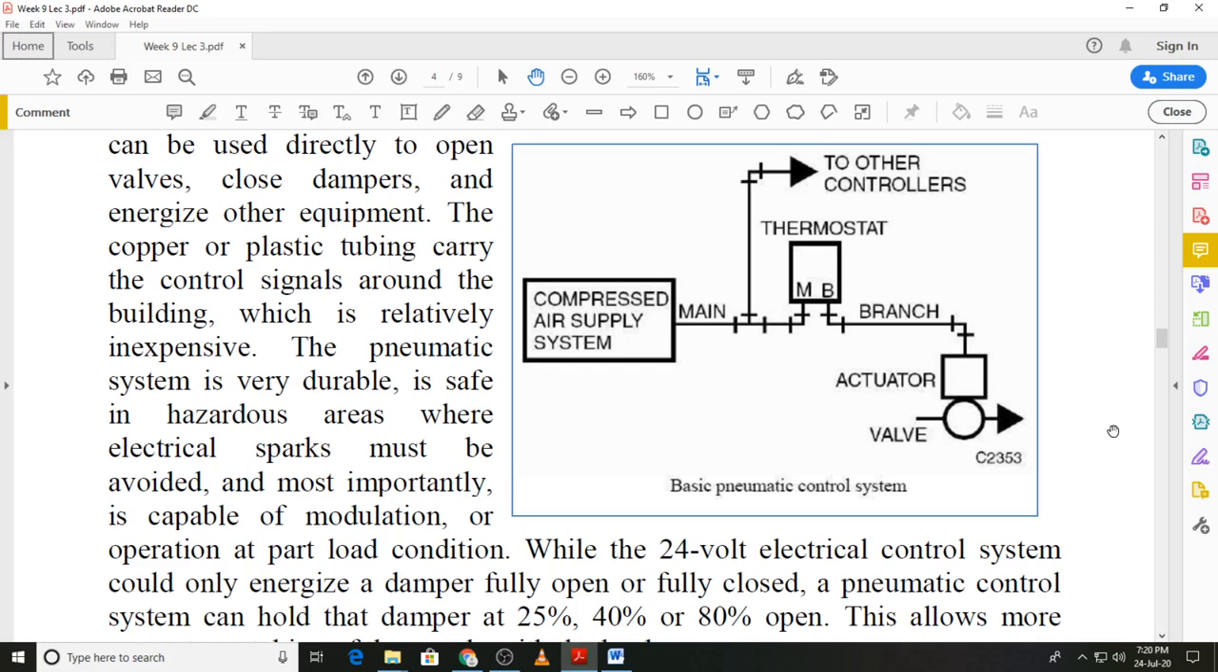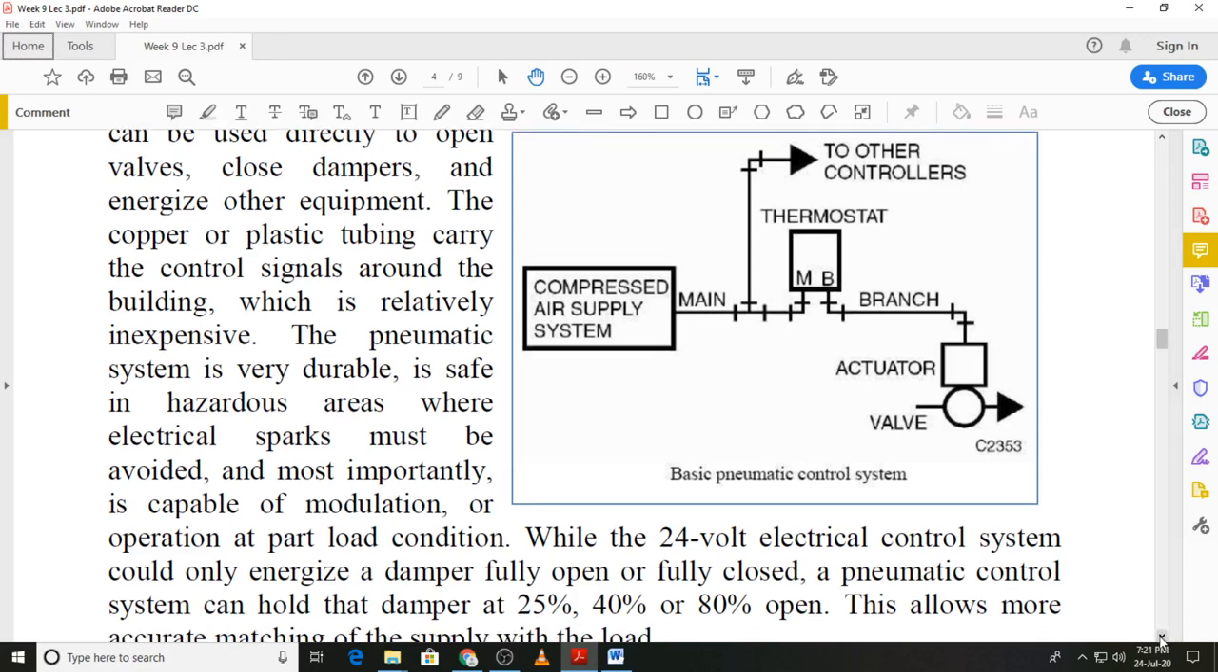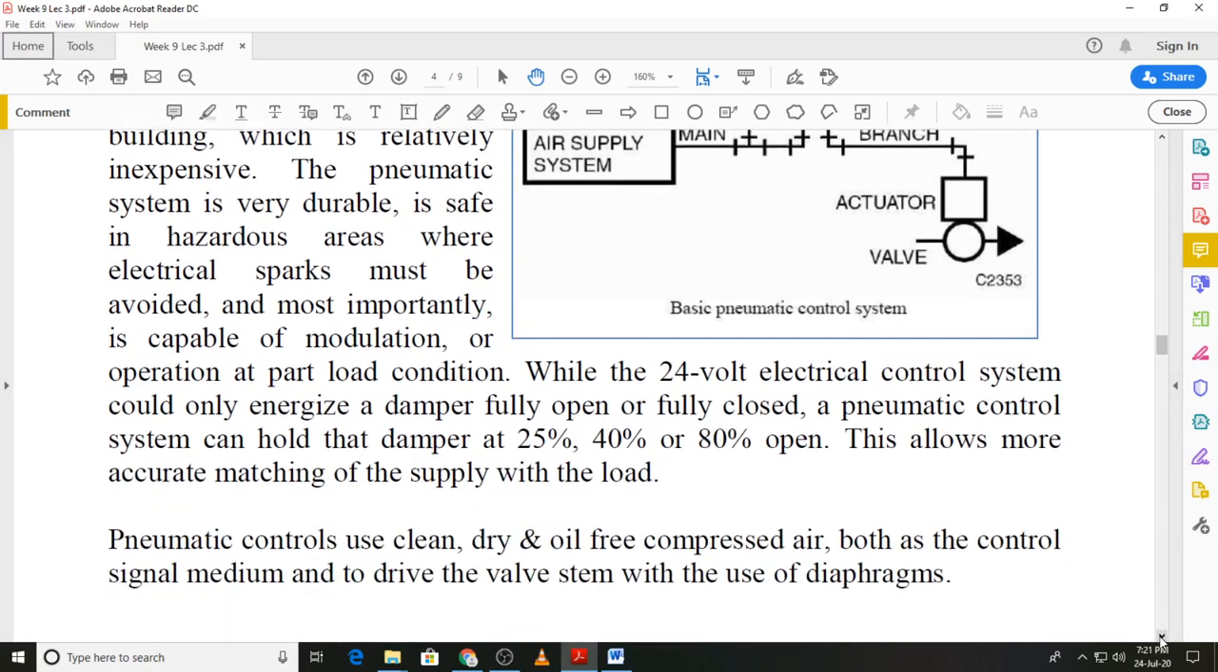and that will be quite useful for modulating various components, for example, like a damper. If you are, for example, using a 24 volt electrical control system, that will only have an on and off requirement for the damper. But if you want the damper to be open at intermediate positions, you can use pneumatic controls, and we can have the damper open at various intermediate positions. So this allows greater flexibility in your system, and it provides greater matching with the supply and with the load.